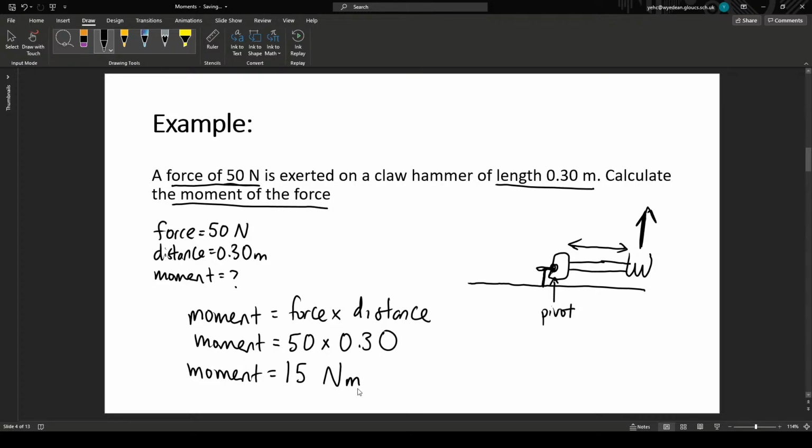Newton meters. Now hopefully this unit makes a bit more sense, because the moment is force, which is in newtons, times distance, which is in meters. You just end up with a combination then. Newton meters is the unit of measurement for a moment. So just as a quick summary recap of what we've just done, moment is a turning effect of the force.